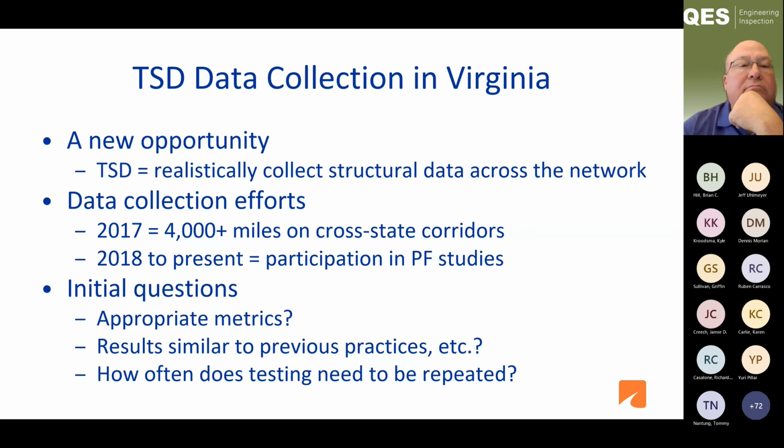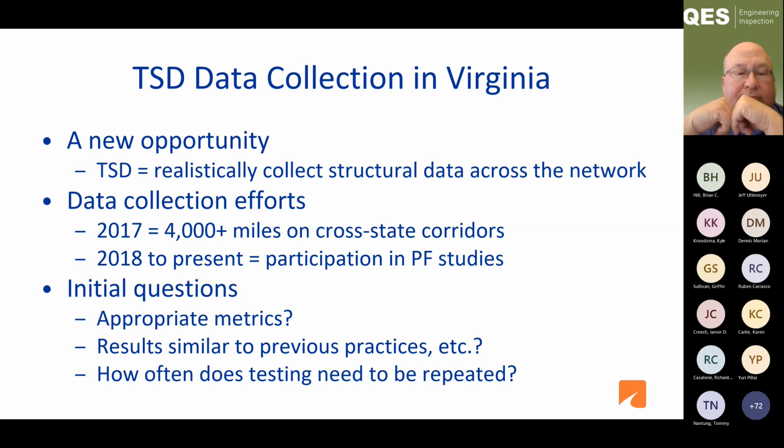Next slide, please, Steve. So in terms of data collection in Virginia using the TSD, in my mind, it's a new opportunity for us to realistically collect structural data across the network. In 2017, we had about 4,000 miles of data collected on cross-state corridors, major corridors across the state, including most of the interstate system. And then from 2018 to the present, we've participated in the pooled fund studies, and we've collected somewhere between 500 miles and 1,000 miles each year.